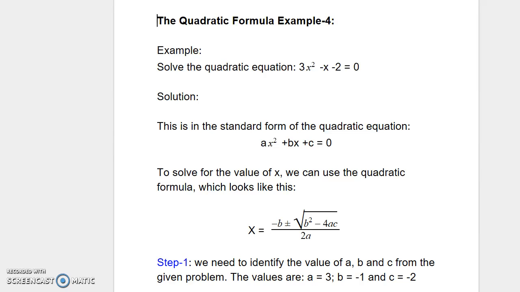Welcome to my presentation. This presentation is part of the playlist, The Quadratic Formula. In this presentation, we will be solving problems related to the quadratic formula.